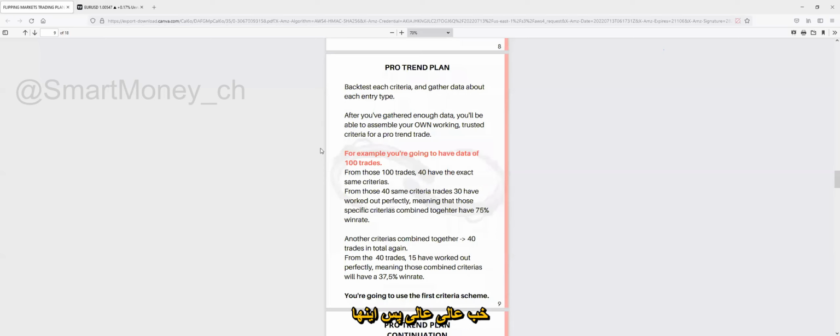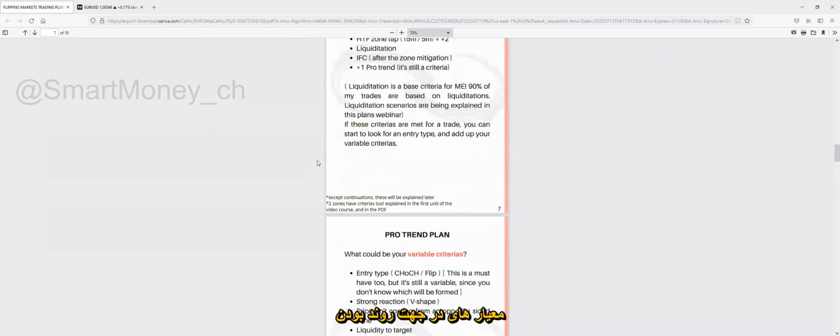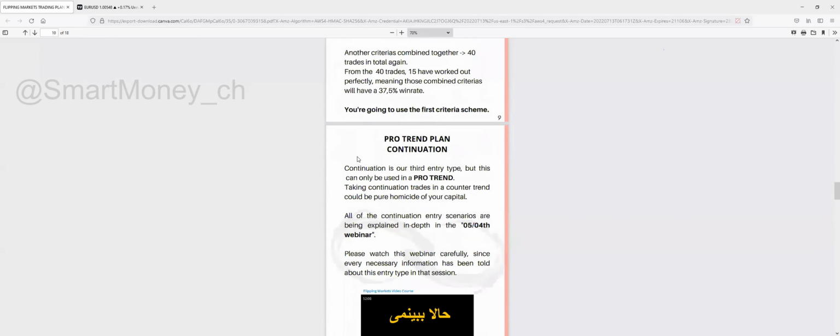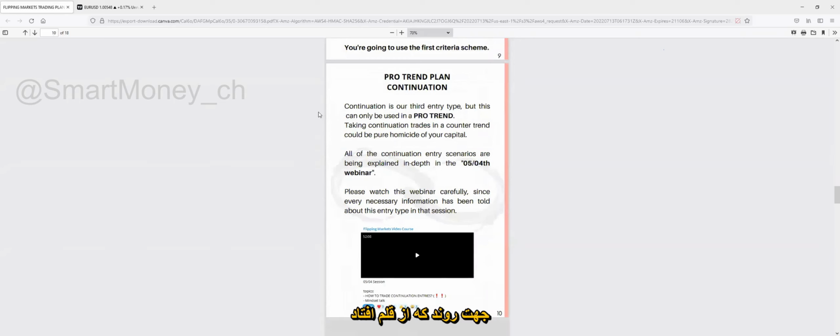Perfect. So these are the pro trend criteria. Let's see the, oh, sorry, here's the pro trend concatenation plan. I just left it out. So concatenation is our third entry flap, right? But this can only be used in a pro trend. Concatenation can only be used in a pro trend trade. All of the concatenation entry scenarios are explained in the May 4th webinar. So all of the concatenation scenarios are explained in this webinar. I'm not going to explain it once again.